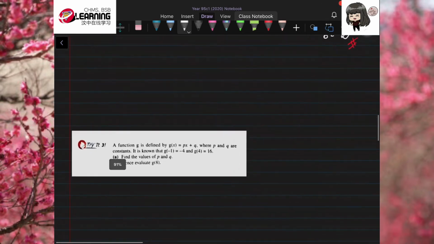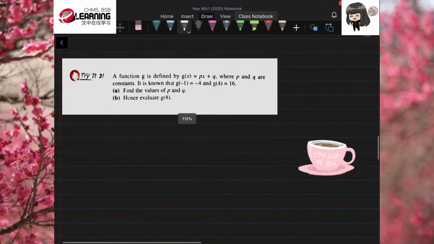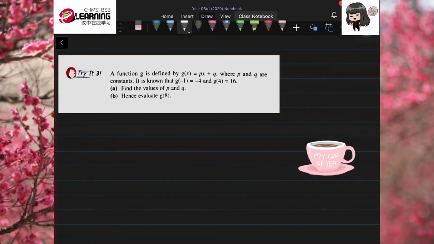Now let's go to Try it 3. A function g is defined by g of x equals px plus q, where p and q are constants. Now we have a lot of unknowns here. We have p, we have x, we have q, but p and q are constants. It is known that, we have another key point here, g of -1 is -4, and g of 4 is 16. So find the values of p and q.